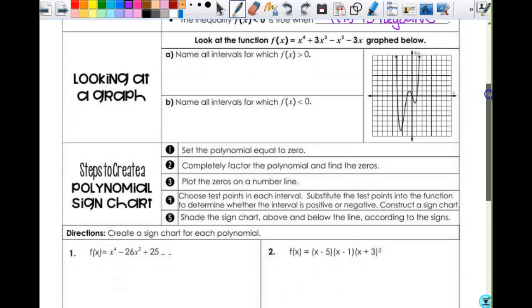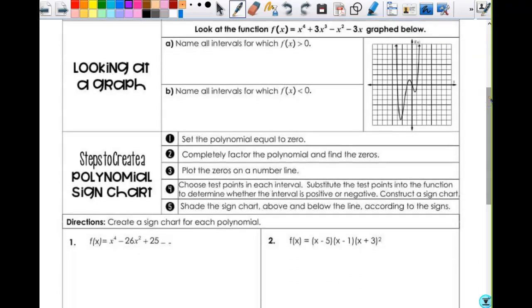It says look at the function, so it's already graphed for me, and I want to name all of the intervals where f of x is greater than 0. That means when it's positive. So my function is positive here, it's positive here, and it's positive here. And then it says I have to name the intervals.